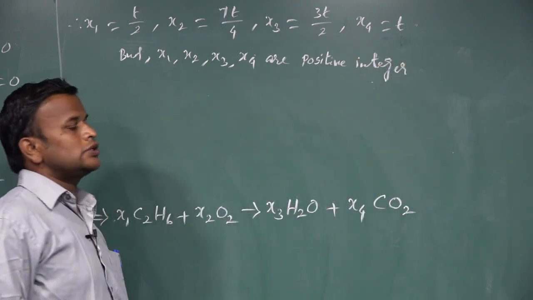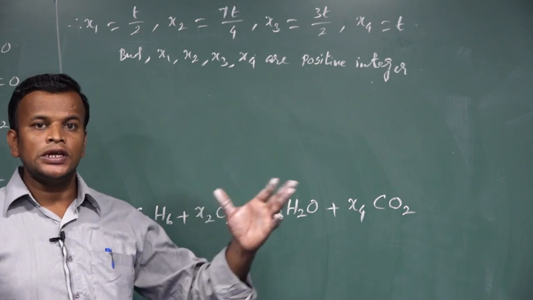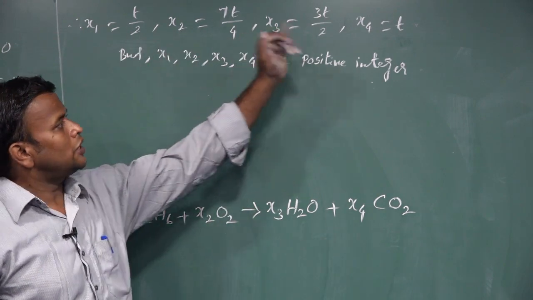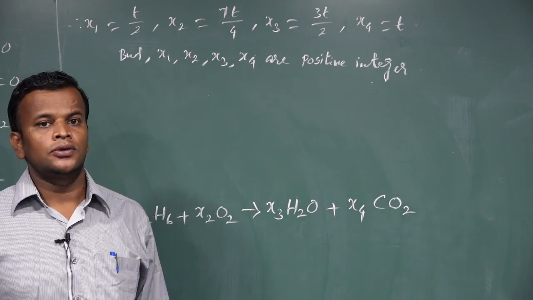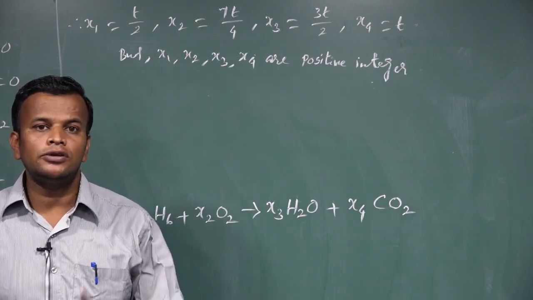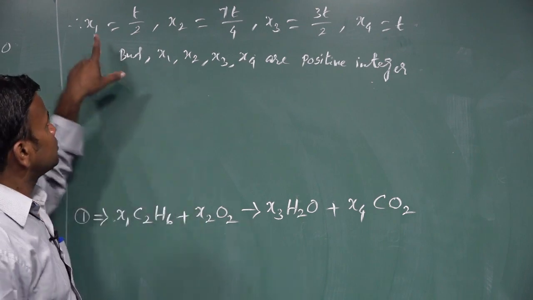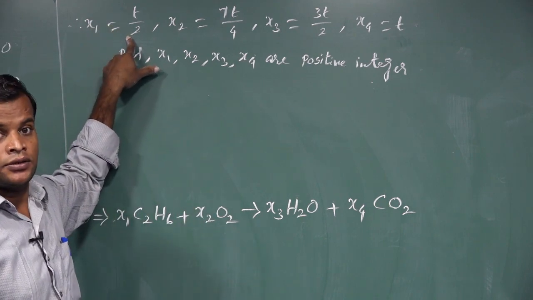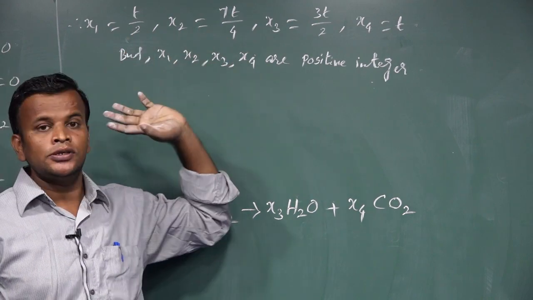Along positive integer. So it will be taking any values of t, but all values of x1, x2, x3, x4 must be positive values. Suppose I take the value t is 1. Then 1 by 2 is not a positive integer. It's a fraction. So the t value 1 is impossible.